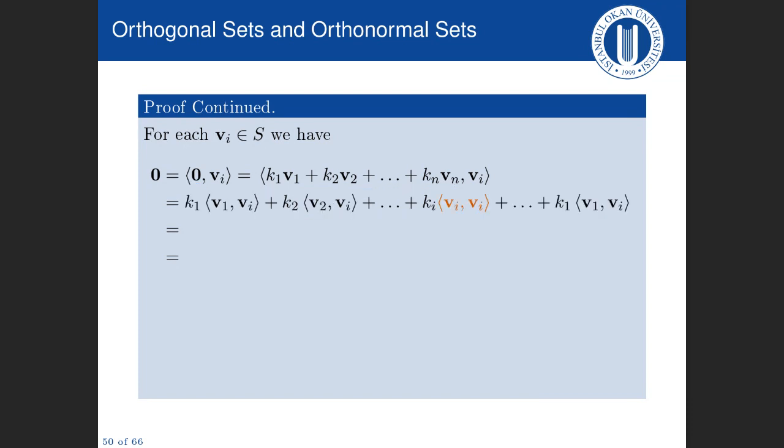We've got lots of pluses. Every time we have a plus, we can split the inner product. And then every number k we can take outside of the inner product. So this is the same as k1 inner product of v1 and vi plus k2 inner product of v2 and vi, etc. In the middle we have plus ki inner product of vi and vi plus dot dot dot, etc. Another typo here, this should be kn.